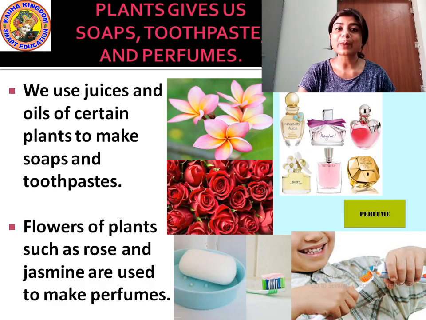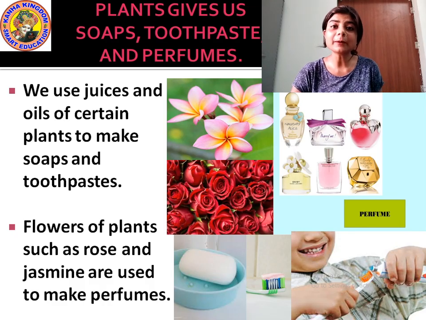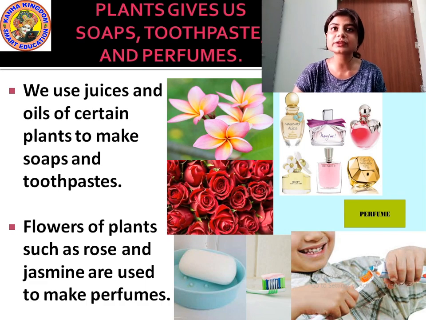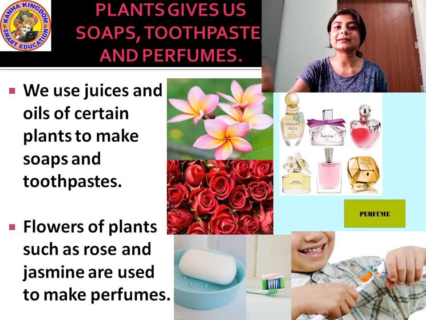And spices are usually the dried seed, fruit, root or bark of a plant. They are used to add flavor to our food and make it delicious. For example, cardamom, cinnamon, black pepper, clove, etc. These are some spices that are obtained from plants.